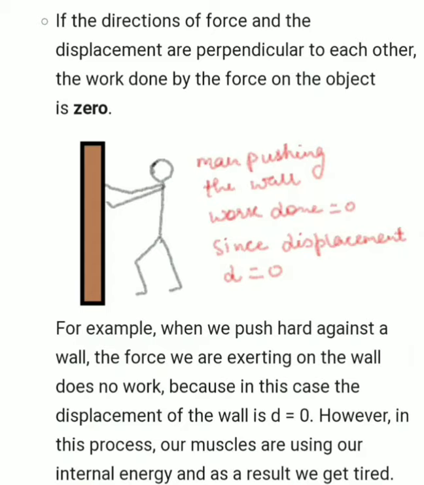However, in this process our muscles are using internal energy and we are getting tired, but we cannot say that work is done. So these are all examples of zero work done.